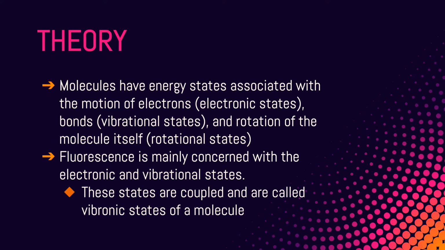So how does it exactly work? To understand how, we need to go down to the level of molecules themselves. Molecules have different energy states associated with the motion of the electrons, which are known as electronic states, the stretching and bending of bonds, known as the vibrational states, and the rotation of the molecule itself, which is known as the rotational states. Fluorescence is mainly concerned with the electronic and vibrational states, together known as the vibronic states of a molecule.